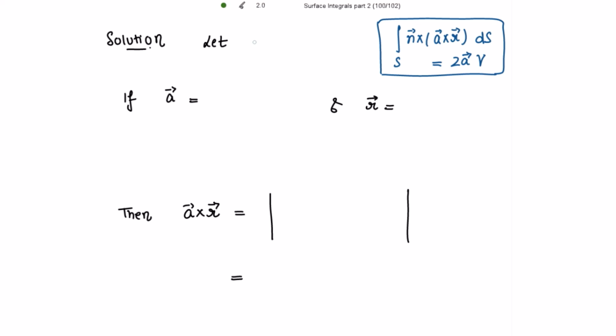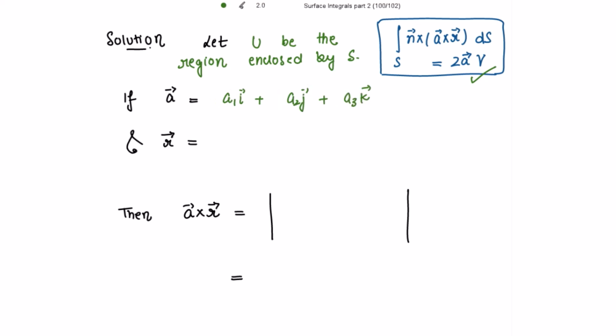So let U be the region enclosed by S. We need to get this result. For that, let's take a vector, which is your constant vector, to be equal to a1i vector plus a2j vector plus a3k vector. And r vector, we know, is xi vector plus yj vector plus zk vector.